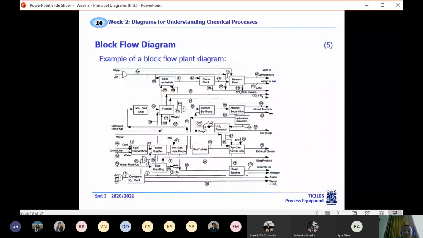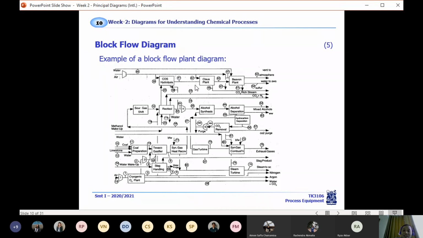Why? Because in the block flow plan diagram we include, for example, this one, utility steam, and the cryogenic O2 plant, which is a utility as well, that supplies the oxygen. This makes the block flow plan diagram usually more complicated.